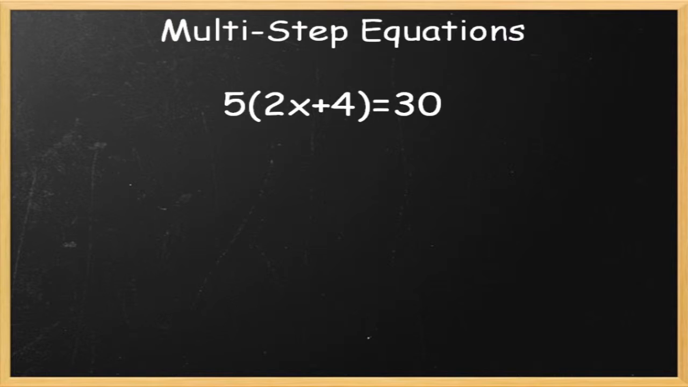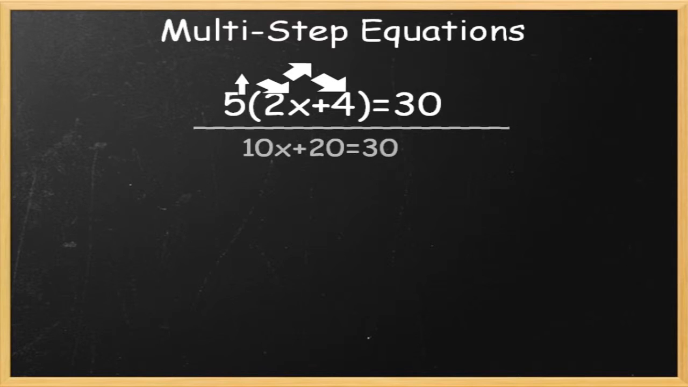Now, to solve multi-step equations, this example I put up here, 5 parentheses 2x plus 4 parentheses equals 30, you have to do a new rule called distributive properties. When a number is in front of a parentheses, so 5 times 2x plus 4, you have to distribute by multiplying 5 to 2x and 4. So now you get 10x plus 20 equals 30.